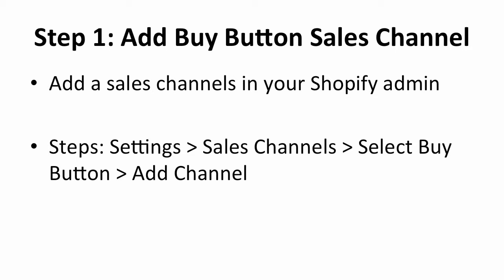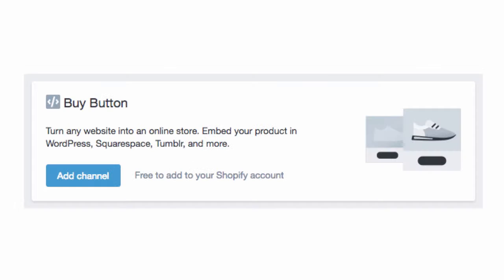And when you're on this page, select the buy button within the list of available channels, and then click on Add Channel. This screenshot is what you will see when you are on the Sales Channels page. Click on the Add Channel button and proceed to the next step.